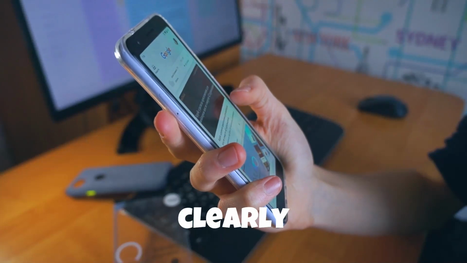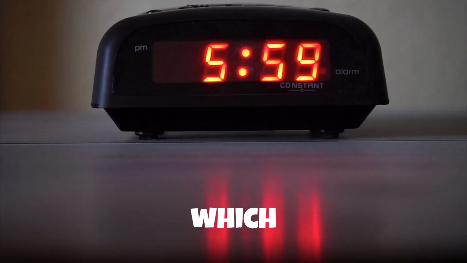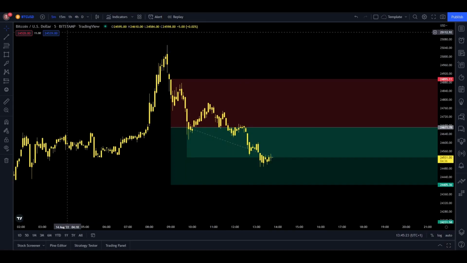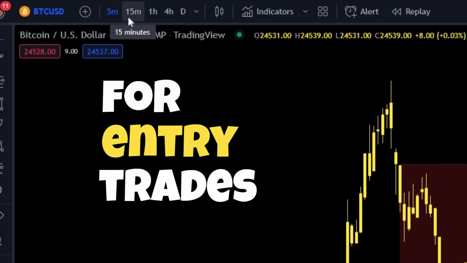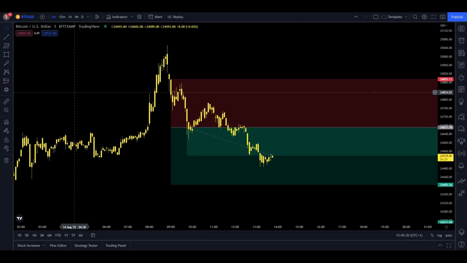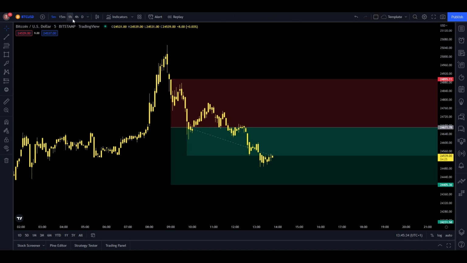I'm going to show you clearly how to trade support and resistance the easiest way possible, and which time frames I like to use. For sniper entries, I like to use the 5 minute and the 15 minute. They're purely for entry trades. But for looking at the bigger picture, for trend and for support and resistance lines, I like to use the 1 hour, but higher time frame is king, remember that.